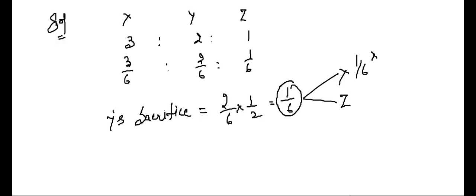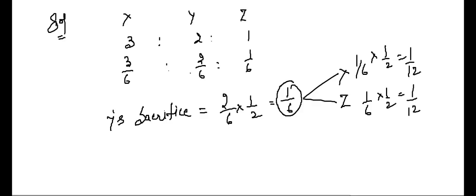X will get 1/6 into 1/2, that is 1/12, and Z will get 1/6 into 1/2, 1/12. Because it is clearly mentioned in the question that whatever Y sacrifices will be taken up by X and Z equally. Y says I am getting 2/6 share in the profits, I sacrifice half of it. I sacrifice 1/6 share in favor of X and Z.